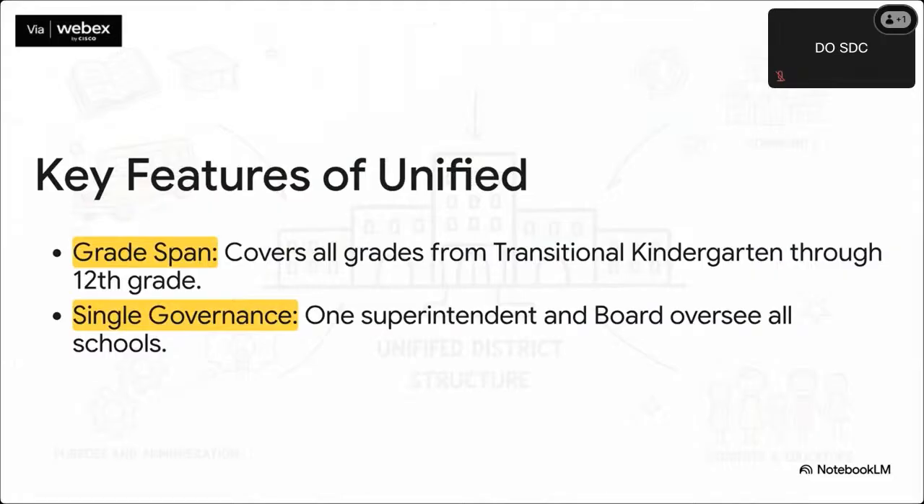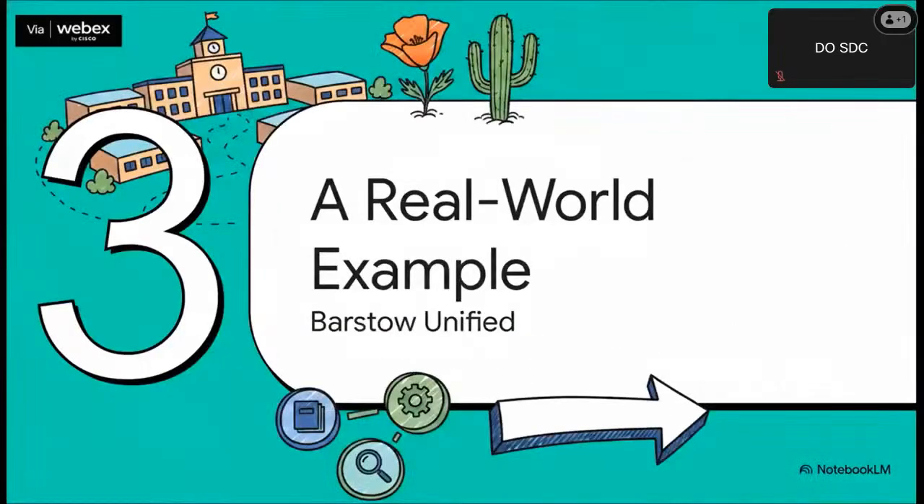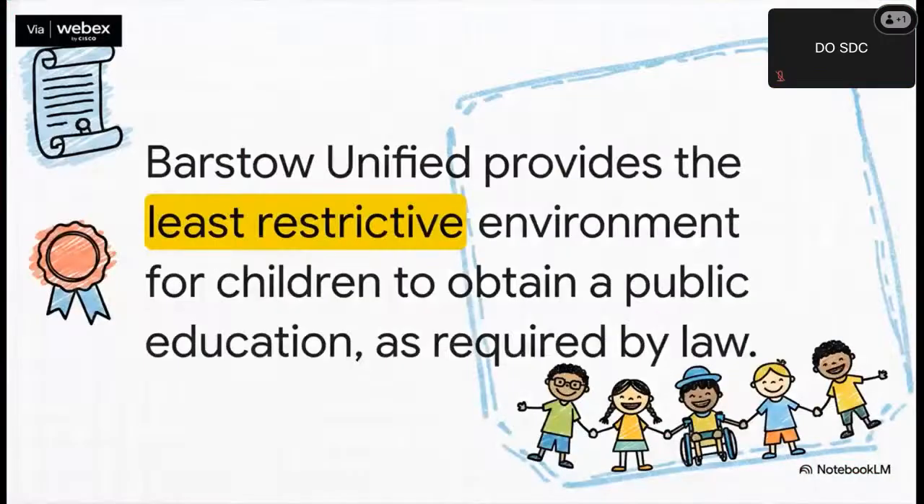Okay, so all this theory is great, but what does it look like in the real world? To really get a feel for this, we're going to look at a specific case study, the Barstow Unified School District. Now, like any public school district, Barstow Unified has a legal job to do. Its main responsibility is to provide an education in what's called the least restrictive environment. Now, that's a bit of a legal-sounding term, but what it really boils down to is that students with disabilities should be in class with their non-disabled friends as much as possible. It's really a foundational promise of public education.